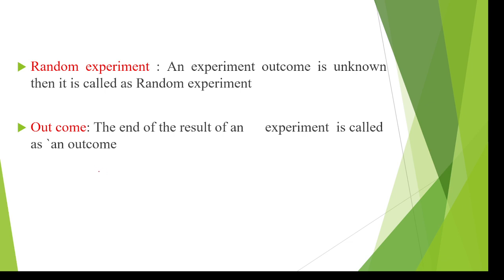For example, if you toss a dice, it has 6 outcomes. If you throw a dice, we don't know what the outcome is, so you can say that it is a random experiment. You may get one, or two, or three, or four, or five, or six. A dice has 6 outcomes, but we don't know the outcome before completing the experiment.